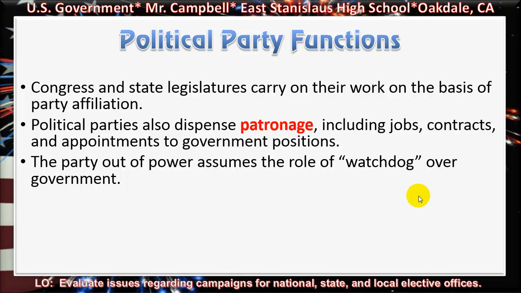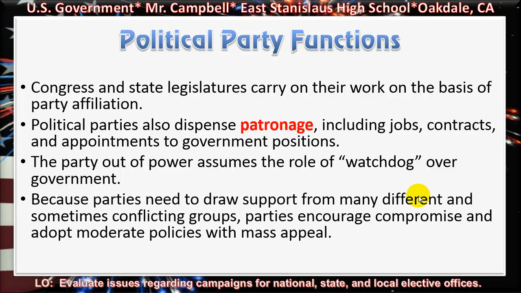But oftentimes, in that position, they might catch wrongdoing. And of course, they're going to be quick to blow the whistle when they see wrongdoing. They're doing so because they're motivated to take down the other party, but it does help keep things in check.